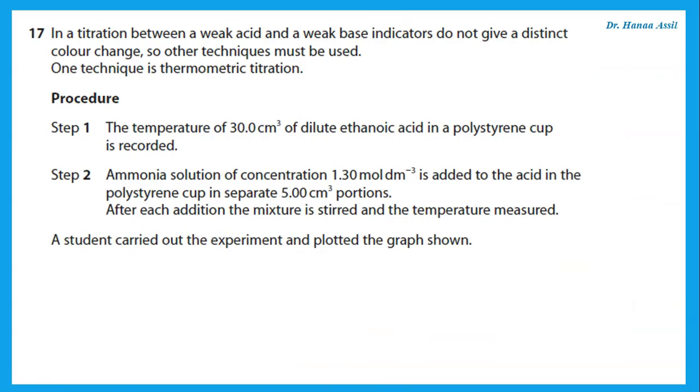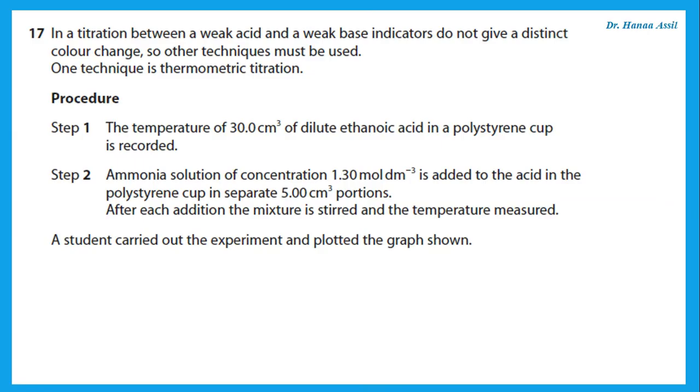In a titration between a weak acid and a weak base, indicators do not give a distinct color change, so other techniques must be used. One technique is thermometric titration. So here we're taking the temperature of 30 centimeters cubed of dilute ethanoic acid in a polystyrene cup.